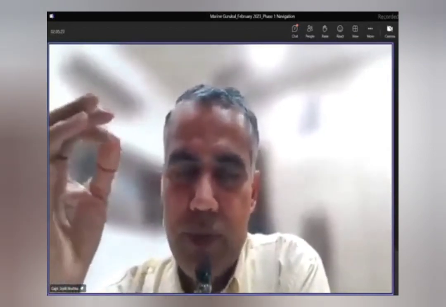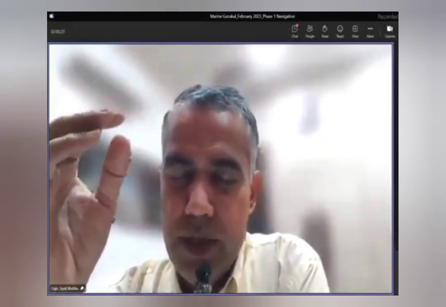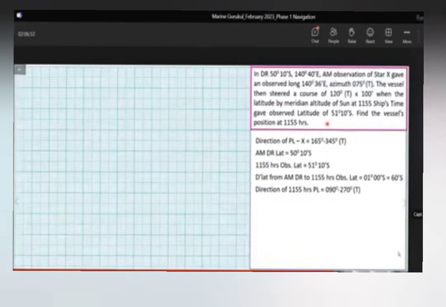The first question I am showing you, beta, I will basically explain in this. It is true for 100 miles when the latitude by meridian altitude of the sun at 11:55 ship's time gave an observed latitude of 51 degrees 10 minutes south. Find the vessel's position at 11:55 hours.